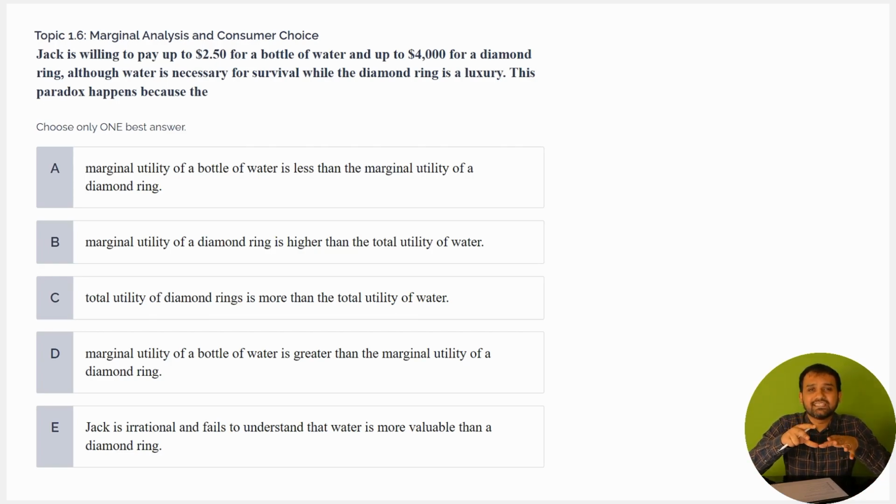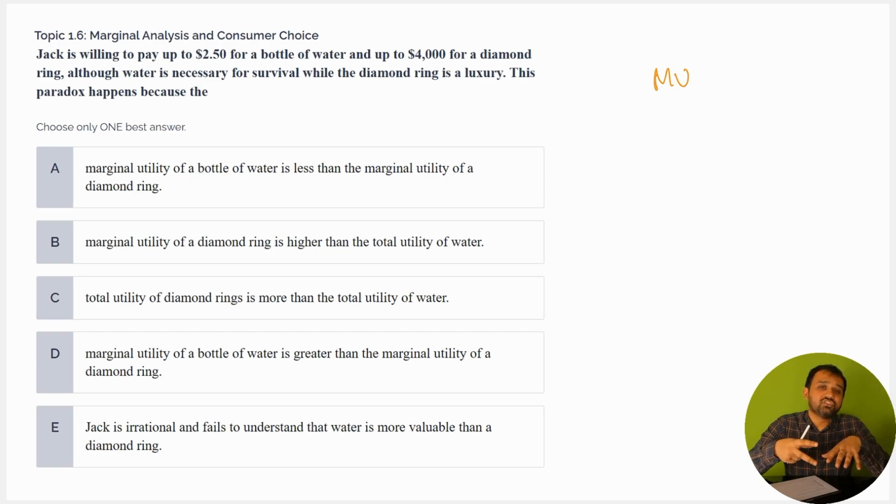So what is driving this behavior of humans? Well, the answer is quite simple. It's not that diamond rings are more valuable than water. It's just that the price we are willing to pay for something is not dependent on our total satisfaction from it, but rather from our marginal utility.